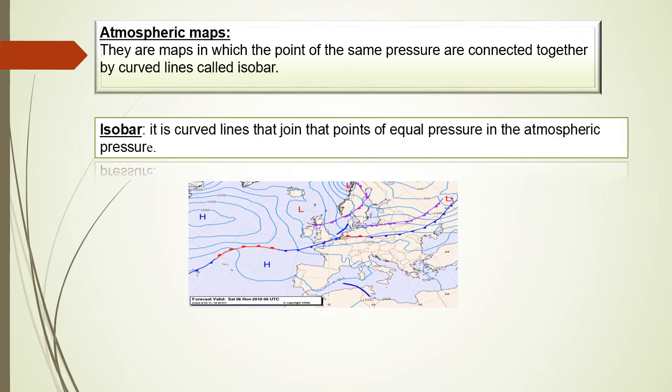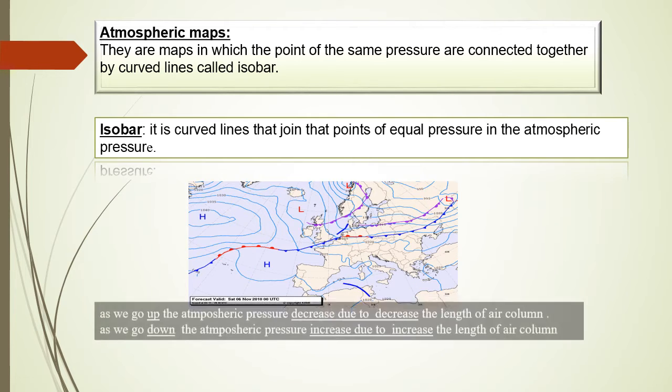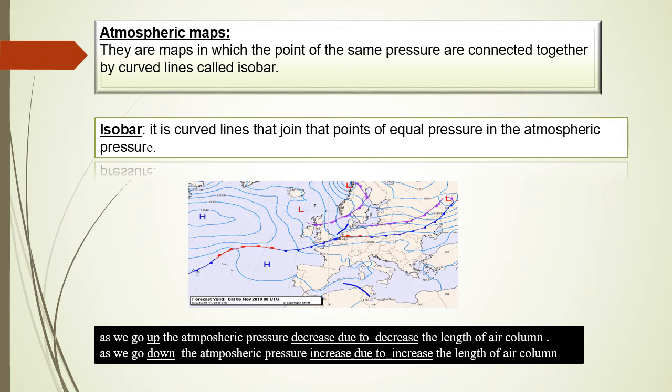The area marked H has high atmospheric pressure. The isobar, or curved line, around each H connects points that have the same pressure. And L refers to low atmospheric pressure, so the lines around the letter L refer to low atmospheric pressure. As we go up, the atmospheric pressure decreases due to the decrease in the length of the air column. And as we go down, the atmospheric pressure increases due to the increase in the length of the air column.